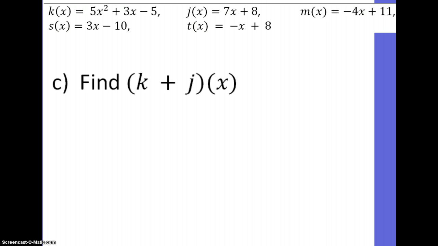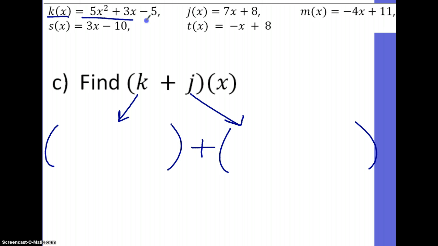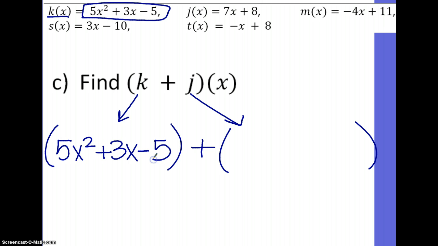So this is just like the first one. We're going to have our two functions, k, and we're going to add j, and then we're going to combine like terms. So k is this function, 5x squared plus 3x minus 5. J is 7x plus 8. Now in this one, notice it's a positive 1.